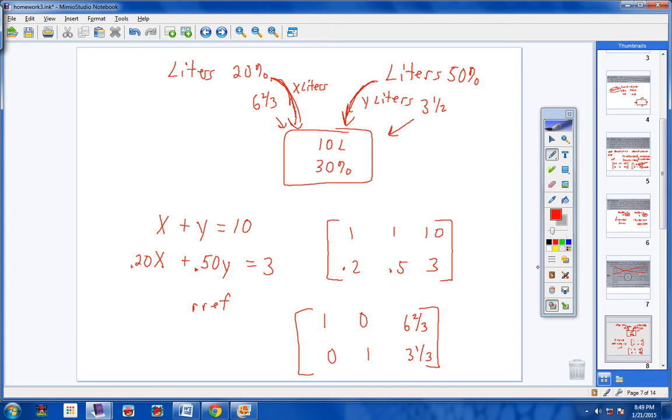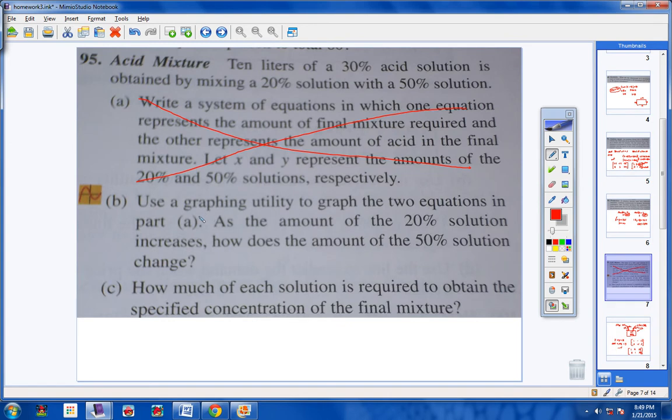Now let's come over here and see, using a graphing utility to graph the two equations in part. As the amount of 20% solution increases, how does the amount of percent change? I mean, guys, I'm not going to take time and do that. It really is common sense. Think about it. As the amount of the 20% solution increases, how does the amount of the 50% solution change? Well, guys, think about it.